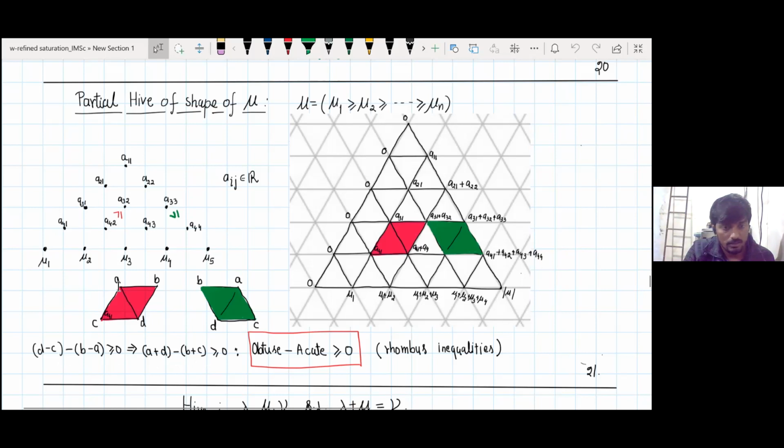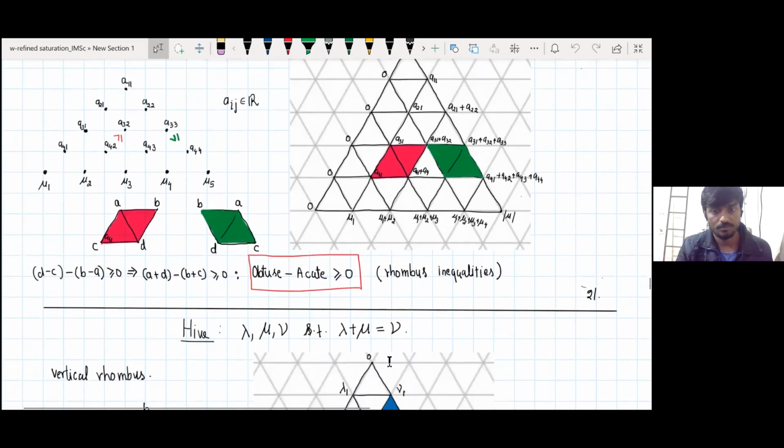That the sum of the obtuse angles A plus D minus the sum of the acute angles will be bigger than or equal to 0. That transforms into this inequality, which is called the rhombus inequalities. Similarly, for the green one, the other inequalities follow the same rule: the sum of obtuse angles minus the sum of acute angles is bigger than or equal to 0. So it's a rhombus inequality.